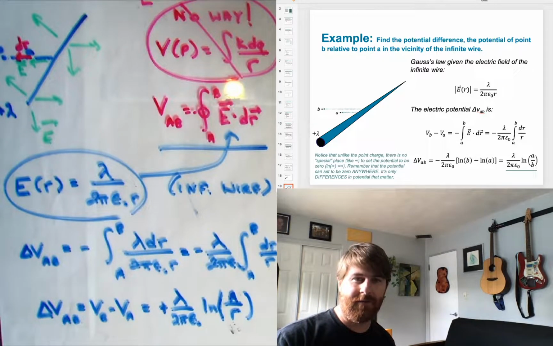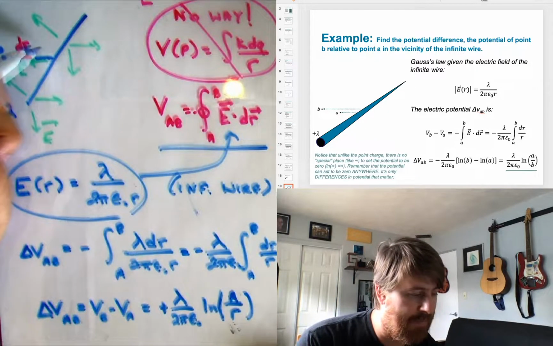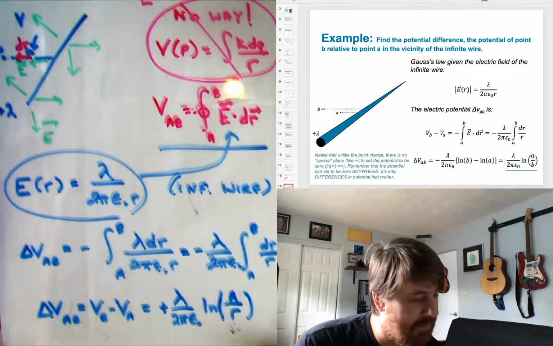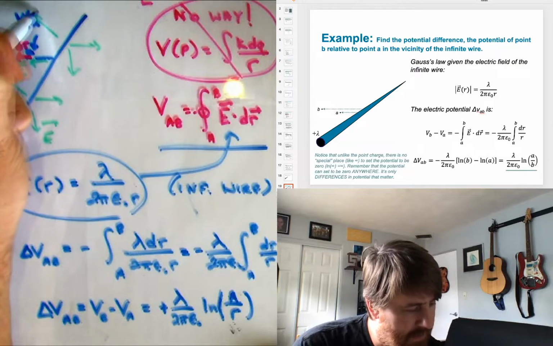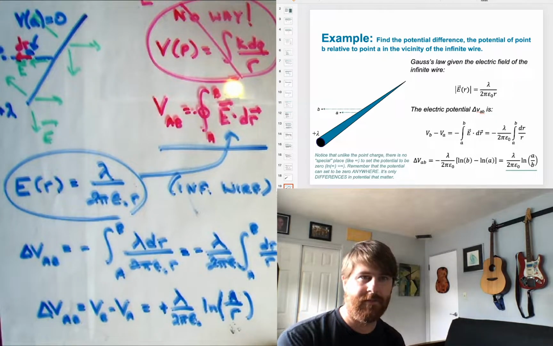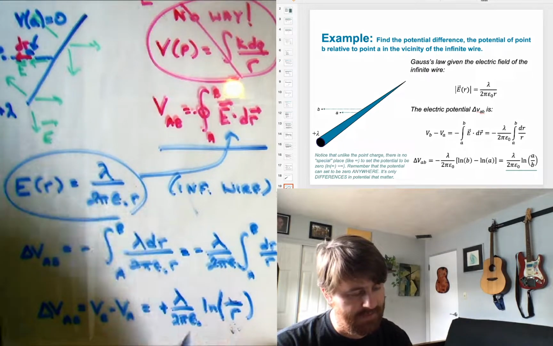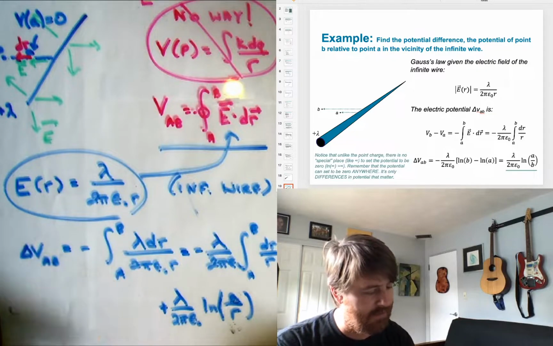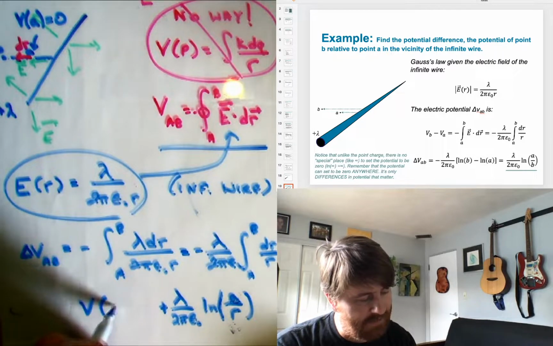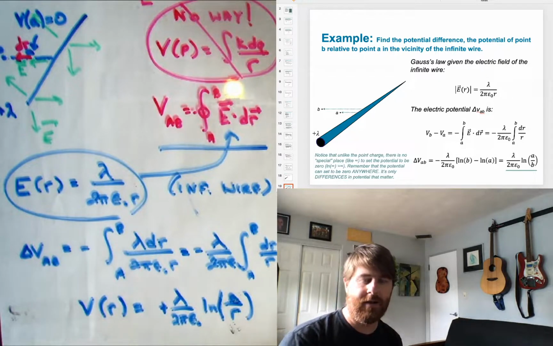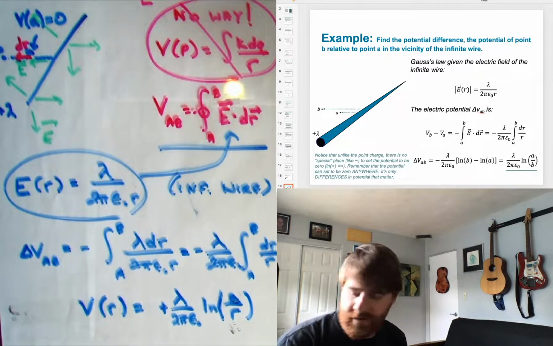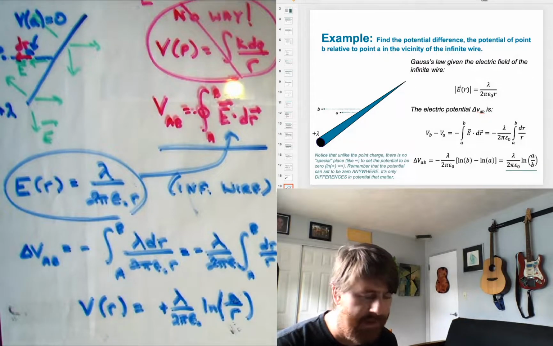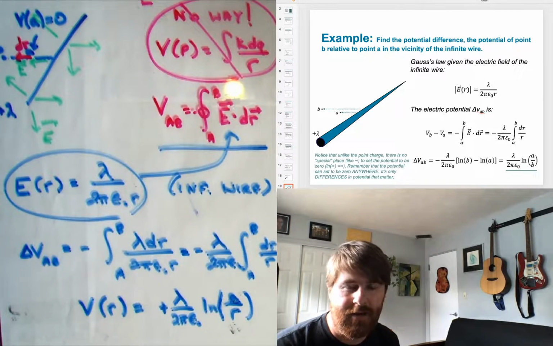So where do we pick for the potential to be 0? We'll just pick some arbitrary point. How about point A for that matter? We'll say the potential at point A is 0. Okay? So then this would be just A over R. This would give us the potential as a function of R for the infinite wire. Okay? What I want to explain to you is that the potential itself doesn't matter. It's differences in potential that matter.